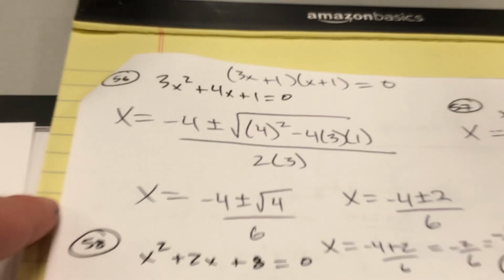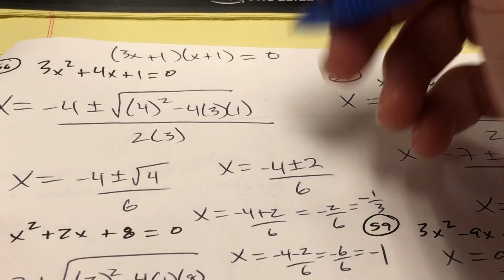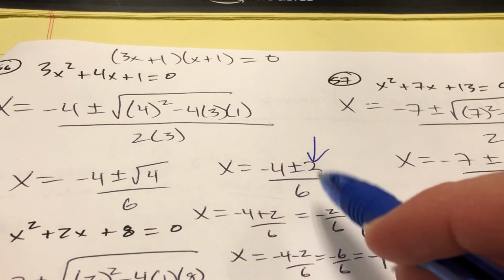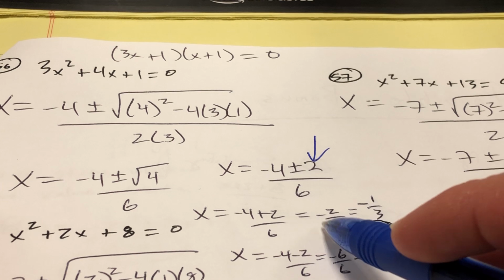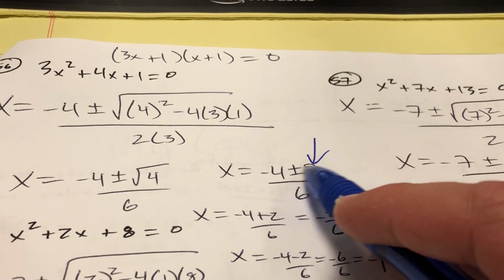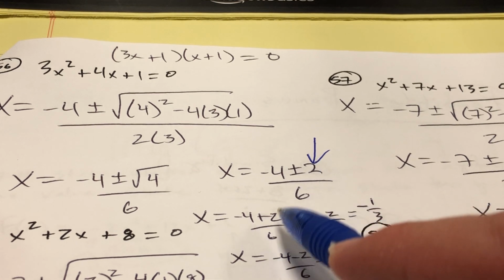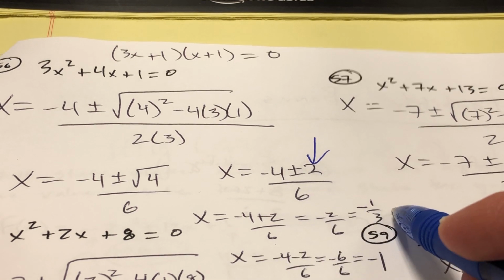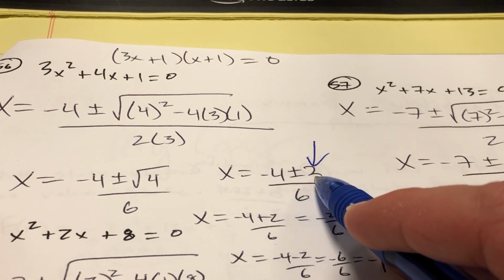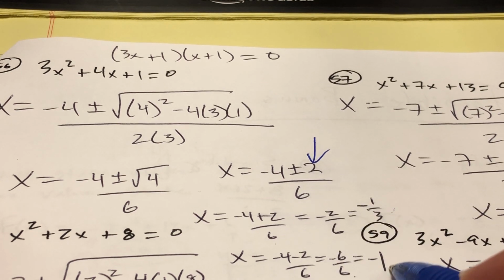What's the square root of 4? The square root of 4 is 2. So I can't leave my answer like that. Instead, I write out both situations. Negative 4 plus or minus 2 divided by 6 would be negative 4 plus 2 divided by 6, which gives me a negative 1/3. And negative 4 minus 2 divided by 6, which gives me a negative 1.